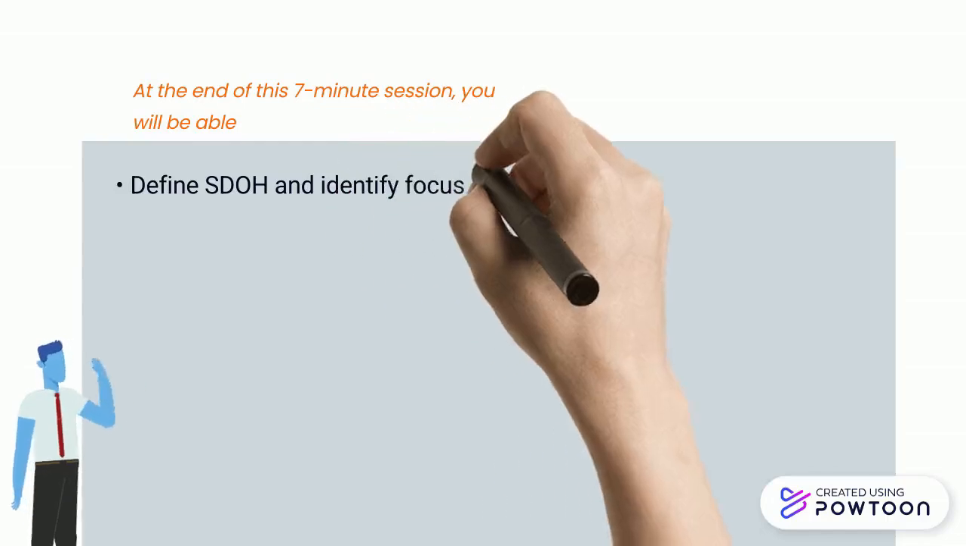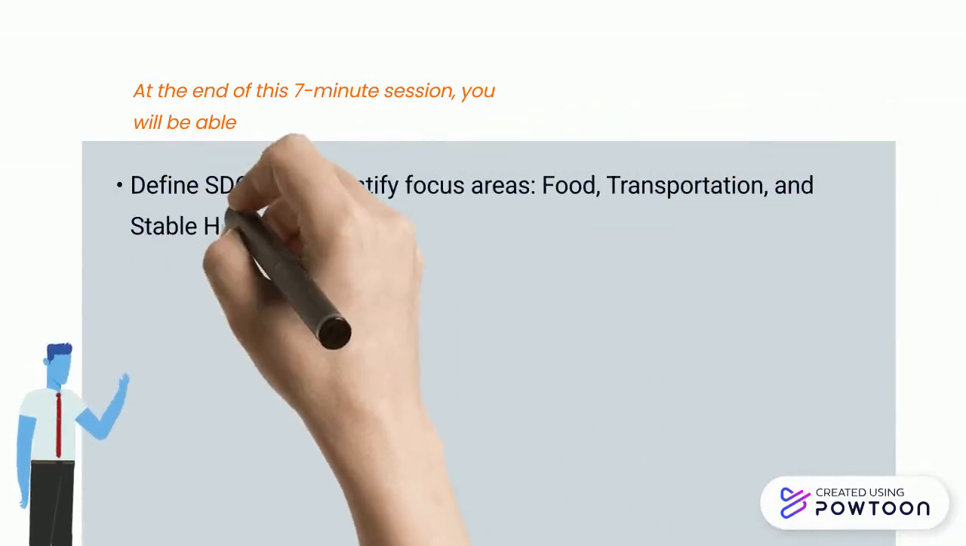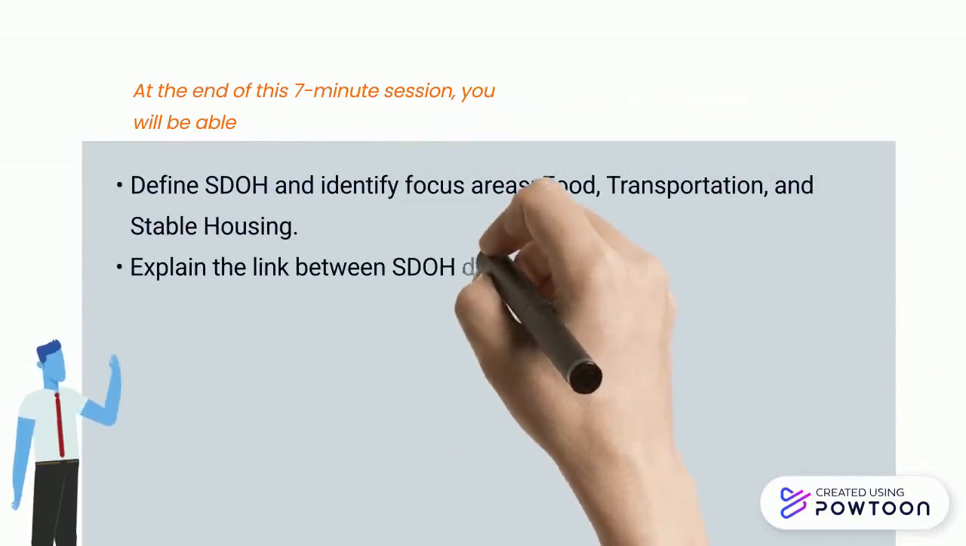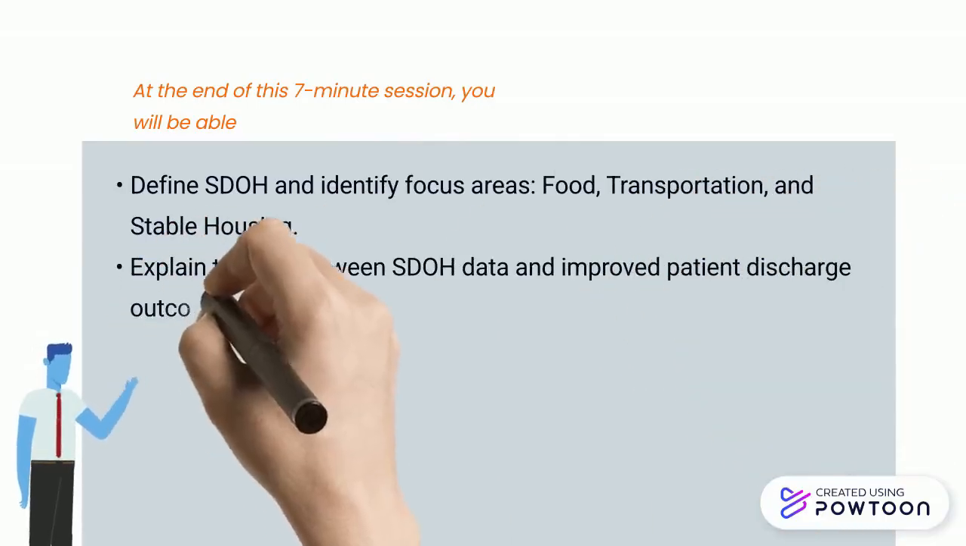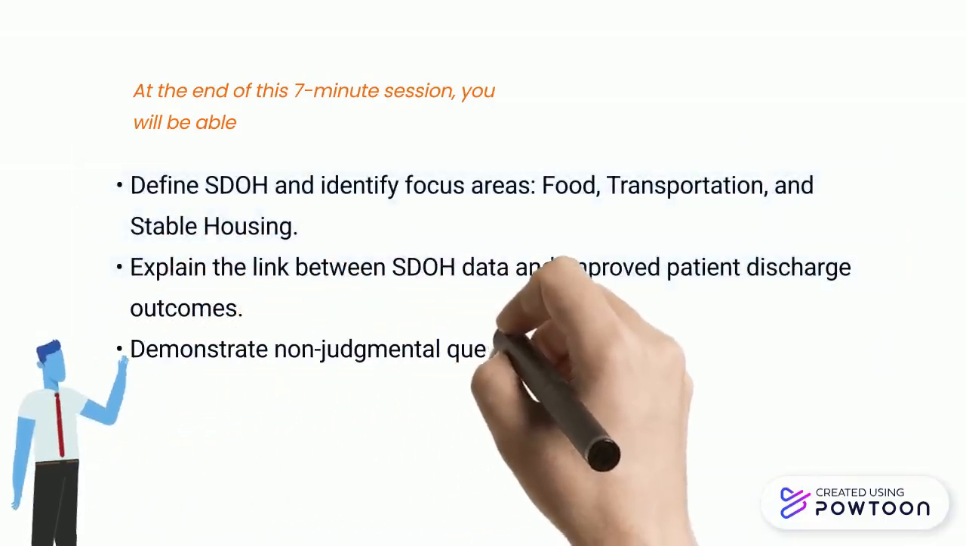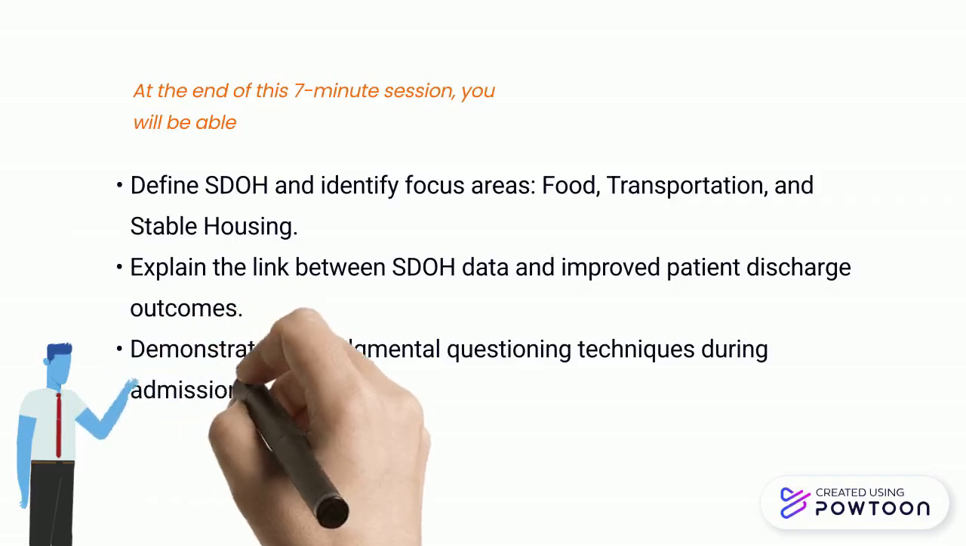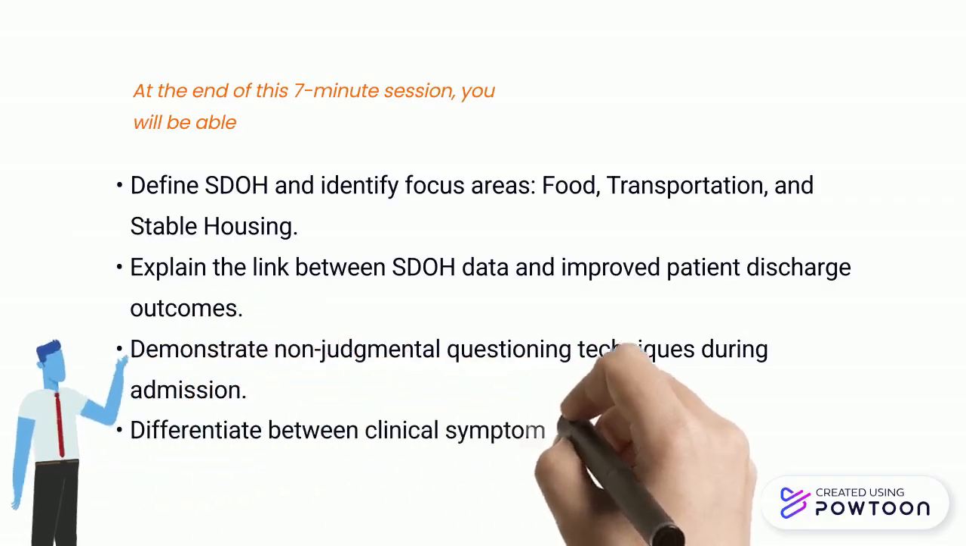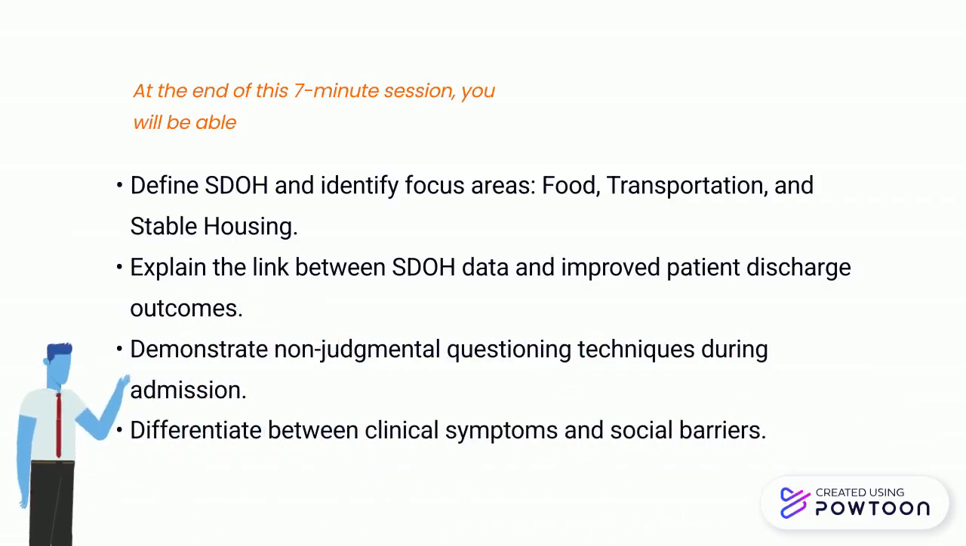At the end of this 7-minute session, you will be able to: 1. Define SDOH and identify focus areas: food, transportation, and stable housing. 2. Explain the link between SDOH data and improved patient discharge outcomes. 3. Demonstrate non-judgmental questioning techniques during admission. 4. Differentiate between clinical symptoms and social barriers.